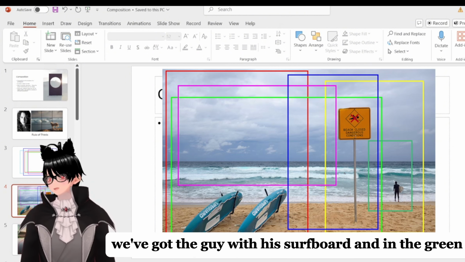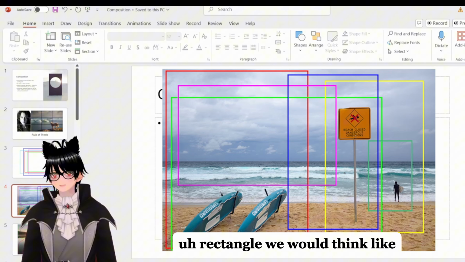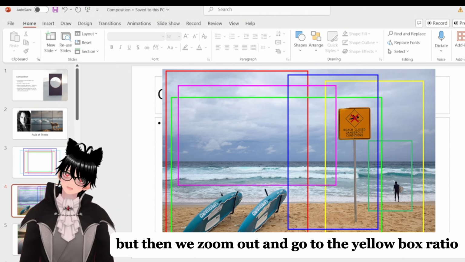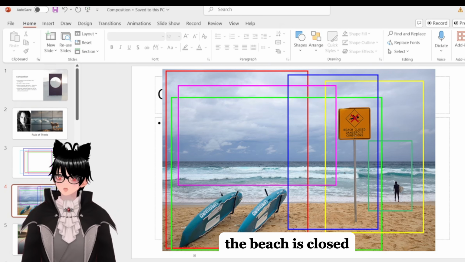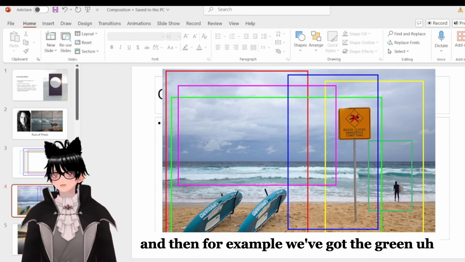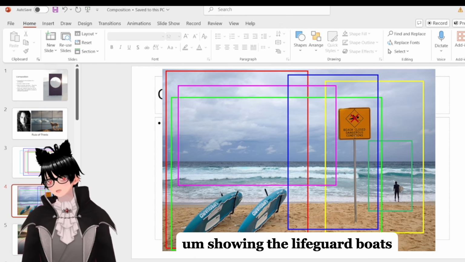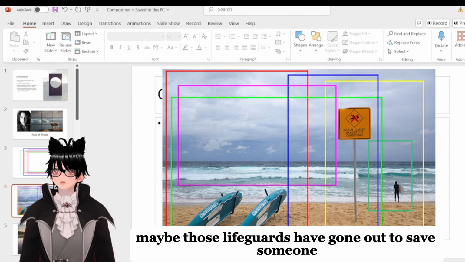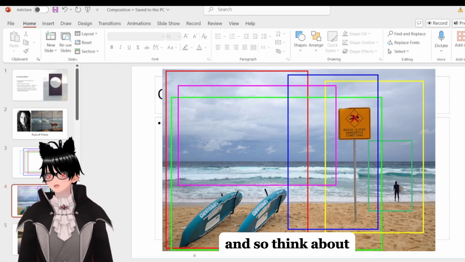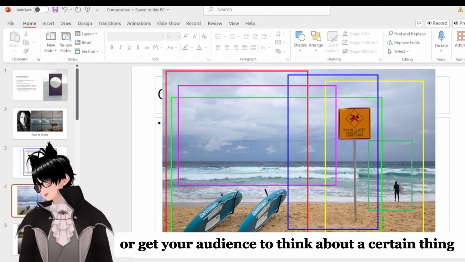For example, we've got the guy with his surfboard, and if we were going off the dark green rectangle, we would think, oh, he's just going to go and surf. But then we zoom out to the yellow box ratio and we're thinking, oh, the beach is closed. So something dangerous is going to happen and he's about to put himself in danger. And then we've got the lighter green box, too many greens, showing the lifeguard boats. It tells the story of maybe those lifeguards have gone out to save someone, something's happened in the sea. So think about how you can use ratio to tell a story or get your audience to think about a certain thing.